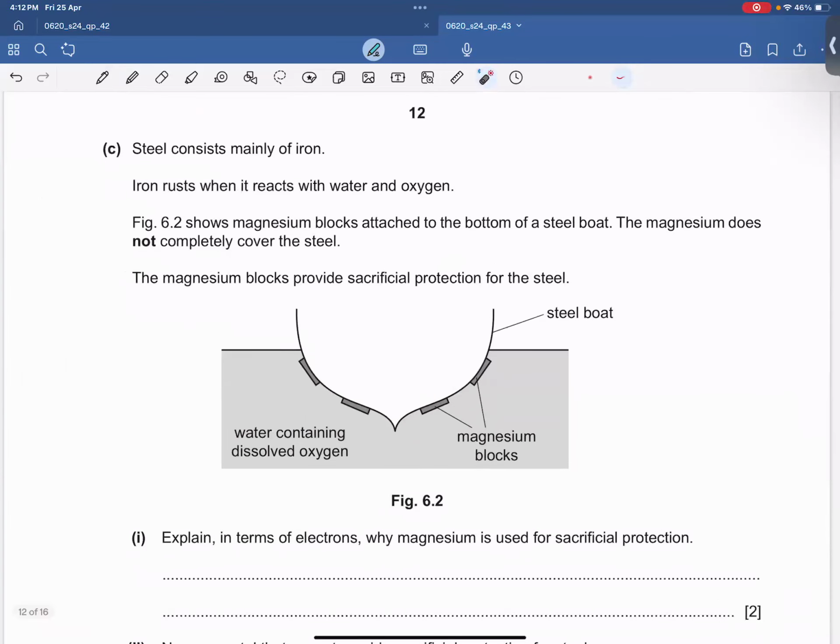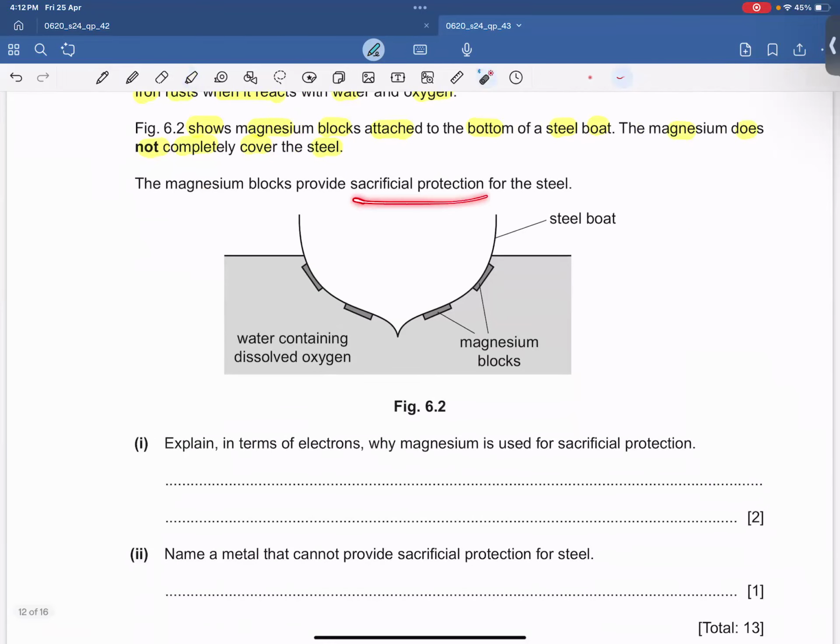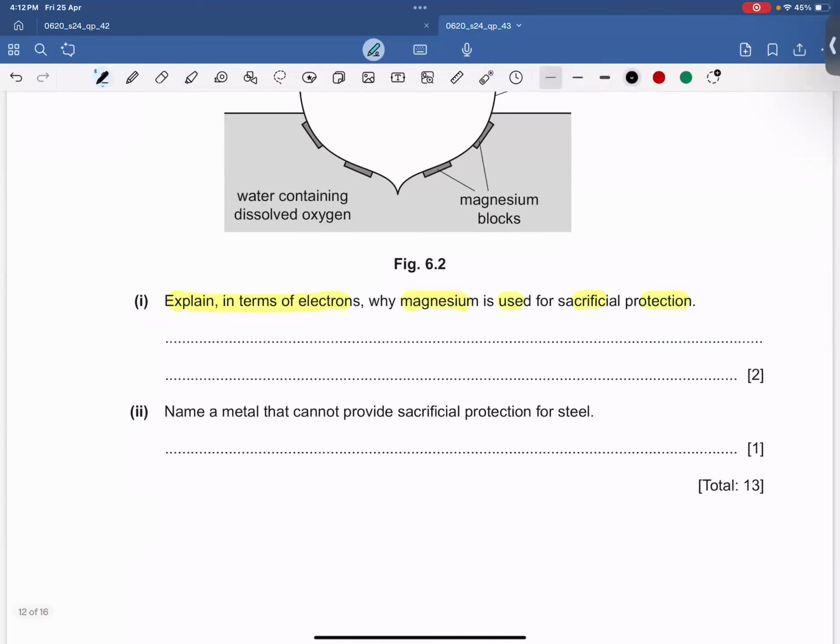Next, part C. Steel consists mainly of iron. Iron rusts when it reacts with water and oxygen. The figure shows a magnesium block attached to the bottom of the steel boat. The magnesium does not completely cover the steel. Okay, that's called sacrificial protection. Explain in terms of electrons why magnesium is used for sacrificial protection: because magnesium is more reactive, so it loses electrons easily.